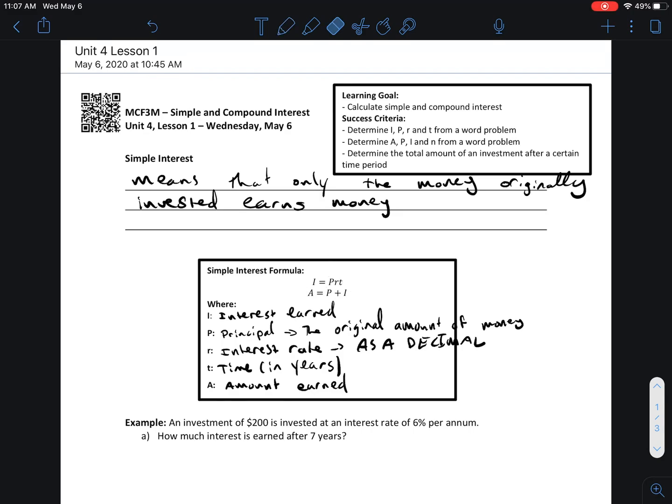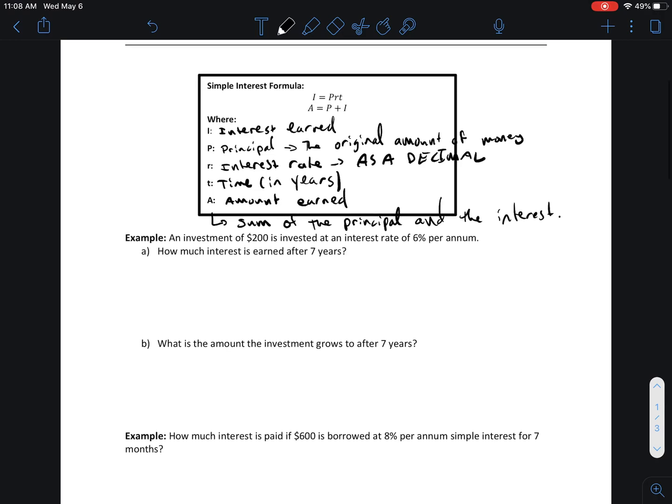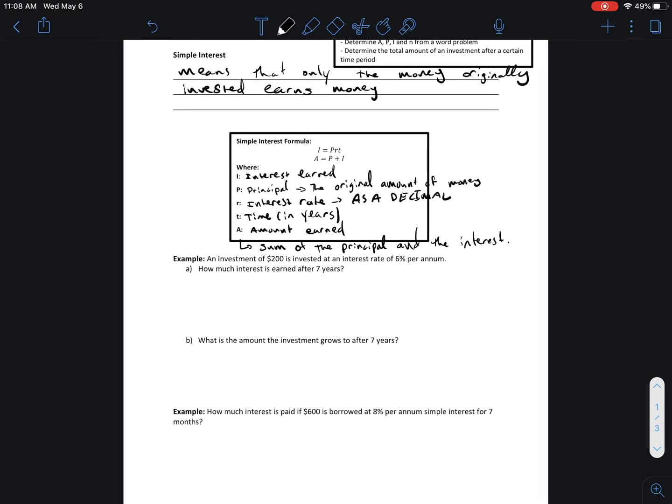And you'll see up here, this is the equation for A. You basically take your principal, P, and add the amount of interest that you get. It's pretty simple, hence the name simple interest. Amount earned is the sum of the principal and the interest.